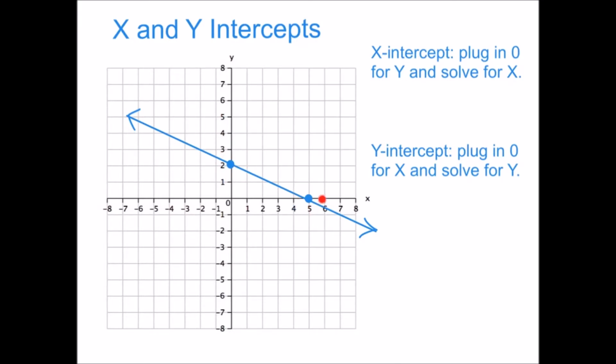If you want to solve for your x-intercept, the key is that whenever you're on the x-axis, y is automatically 0, because you haven't gone up or down. So if you want your x-intercept, you're going to plug in 0 for y, and then solve for x. Similarly, if you want your y-intercept, the key is on the y-axis, x is always 0, because you haven't gone left or right. So if you plug in 0 for x and solve for y, that'll give you your y-intercept.